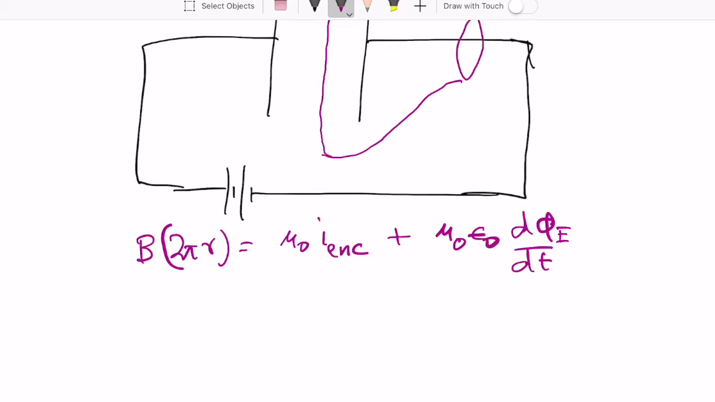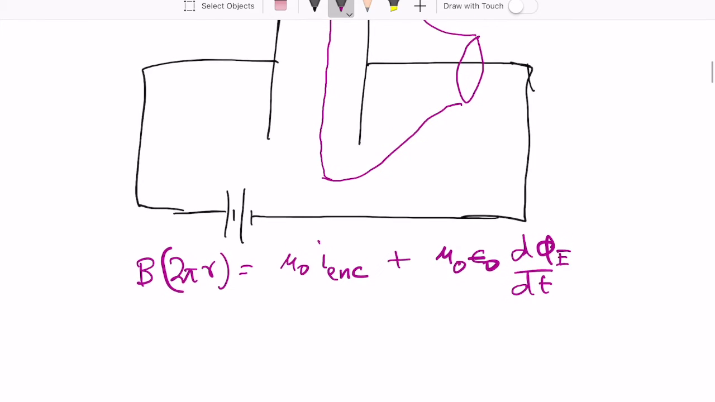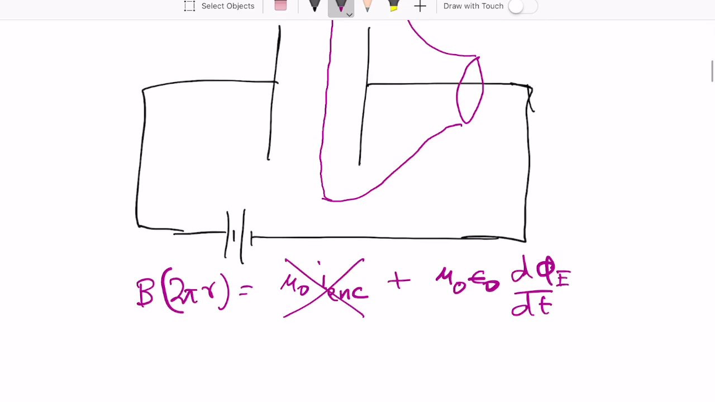We've already seen that if you use the curved surface, then I enclosed is 0. So that was the problem earlier, right? Let's see what this second term gives us over here. For the second term, we need to calculate the flux of the electric field over the Amperian loop, or over the surface bounding the Amperian loop.